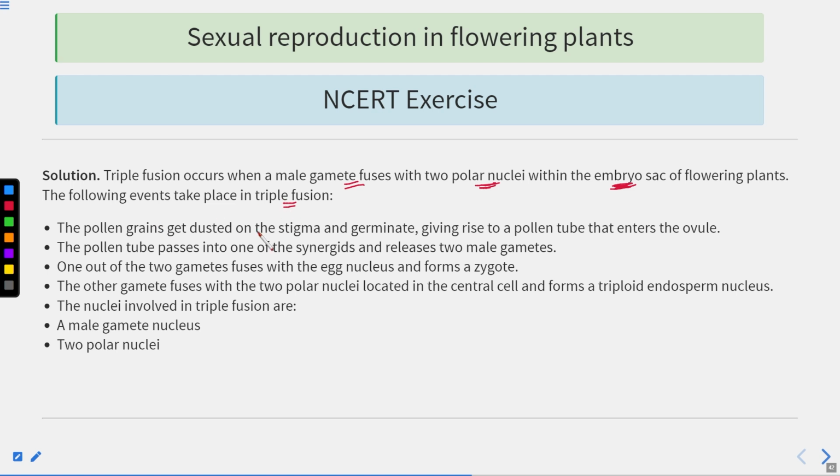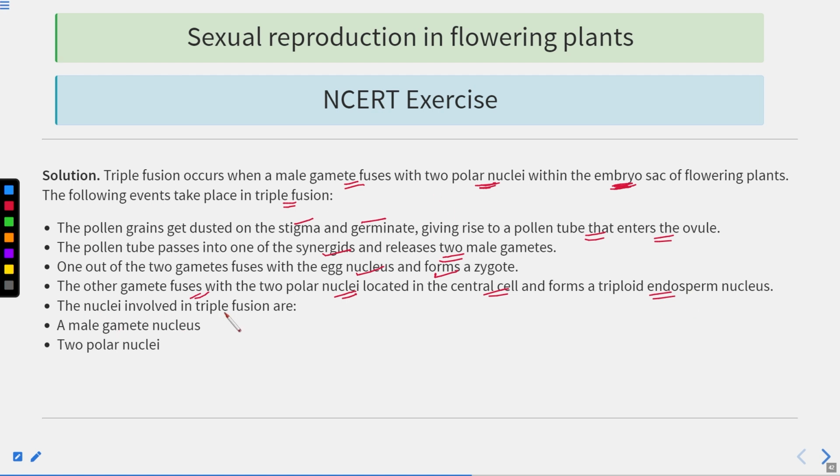The pollen grains get dusted on the stigma and germinate, giving rise to the pollen tubes that will enter into the ovule. Now the pollen tube passes into one of the synergids and releases two male gametes. One of the two male gametes fuses with the egg nucleus and forms the zygote, this is known as syngamy, and the other male gamete fuses with the two polar nuclei which are present in the central cell. And this forms a triploid endosperm nucleus.